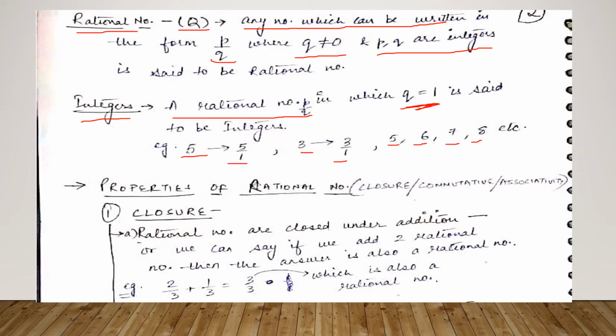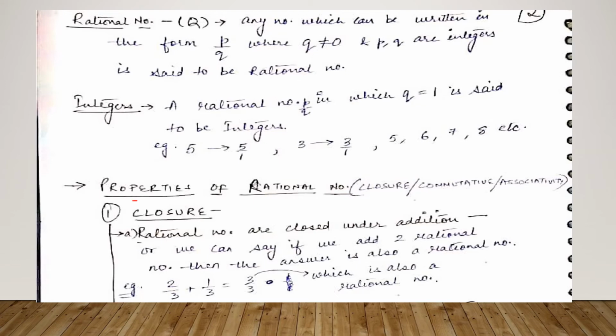So what we have done is we have defined integers in terms of rational numbers, because rational numbers are p upon q. But if I fix this q as 1 always, it becomes an integer. But if q is not equal to 1, if q is 2, 3, 4, 5, it becomes a fraction, as we have seen in the last slide. For an integer, q should always be 1.